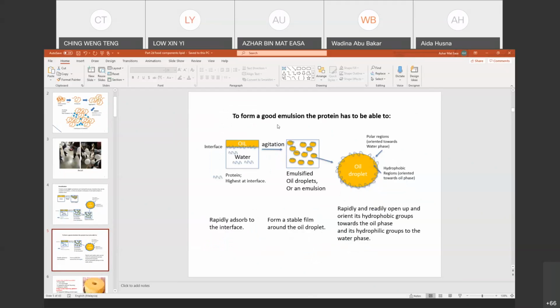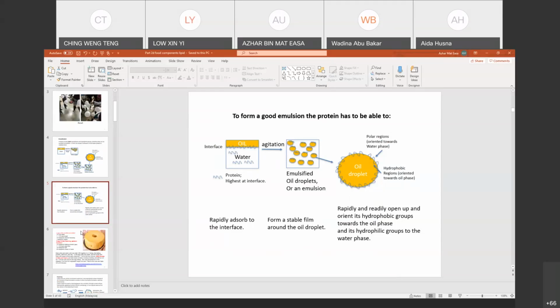Okay, to form a good emulsion, the protein has to be able to rapidly adsorb to the interface here and form a stable film around the oil droplets like that, and rapidly and readily open up and orient hydrophobic groups towards the oil phase and hydrophilic groups to the water phase. So that's the normal criteria or characteristic of a good emulsion.